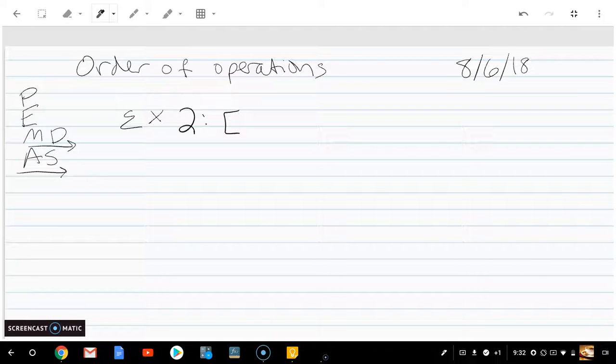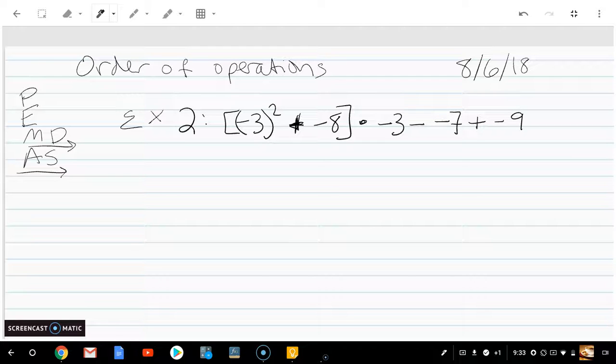So we have brackets, and we have -3 with the parentheses squared. So that's -3 squared. If the parentheses weren't there, it would be 3 squared and the opposite of that. And then I have plus -8, and then that's a plus sign here. And then I have times -3 minus -7 plus -9. So that's a long one. Go ahead, and if you want to pause this, go ahead and try that on your own, and then you can see if your answer matches mine. If not, then you can erase and find your mistakes.